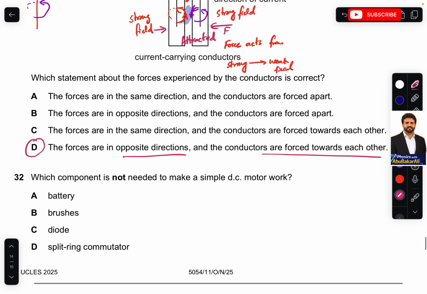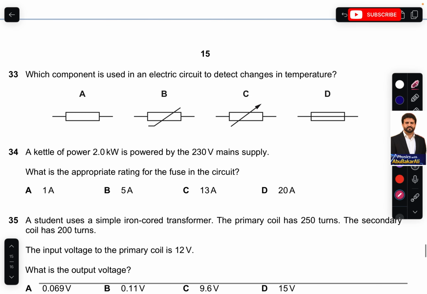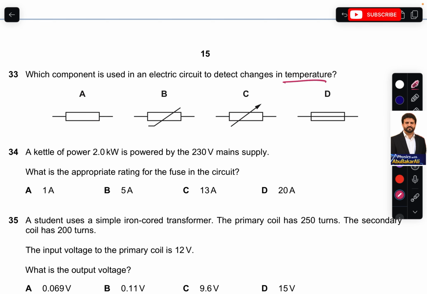Yes. Question 32. Which component is not needed to make a simple DC motor work? What you need for the DC motor is the battery and the brushes. You don't need the diode. Okay. Question 33. Which component is used in an electrical circuit to detect change in temperature? We need a thermistor. This is the symbol for a thermistor.